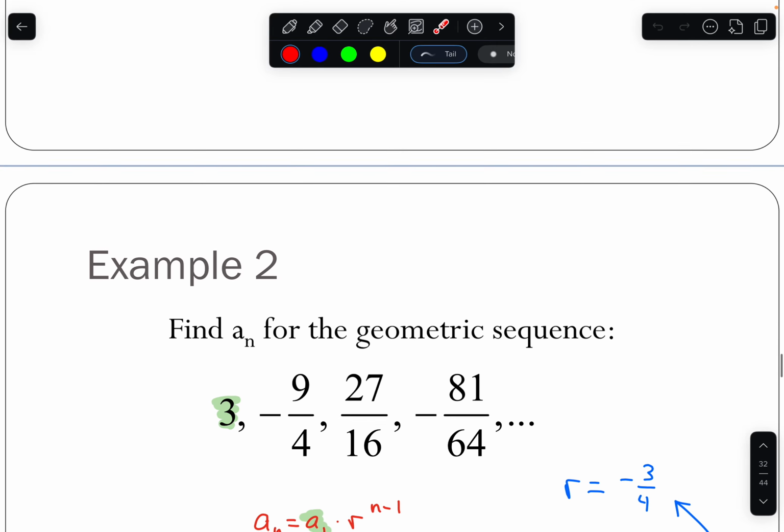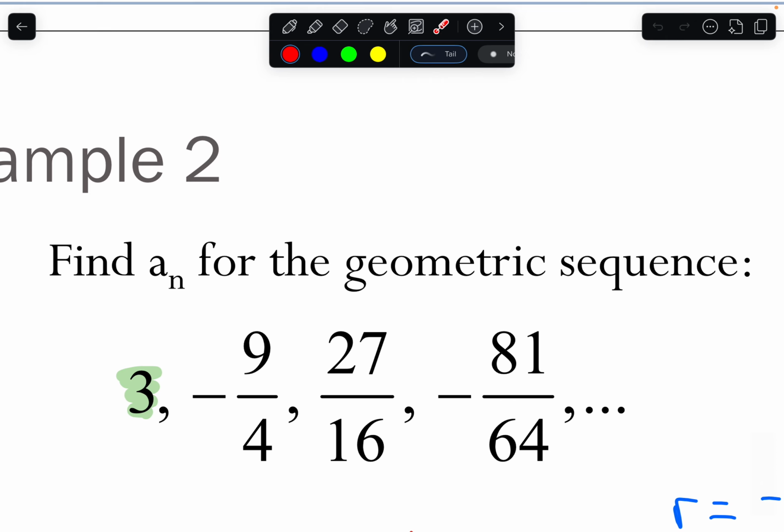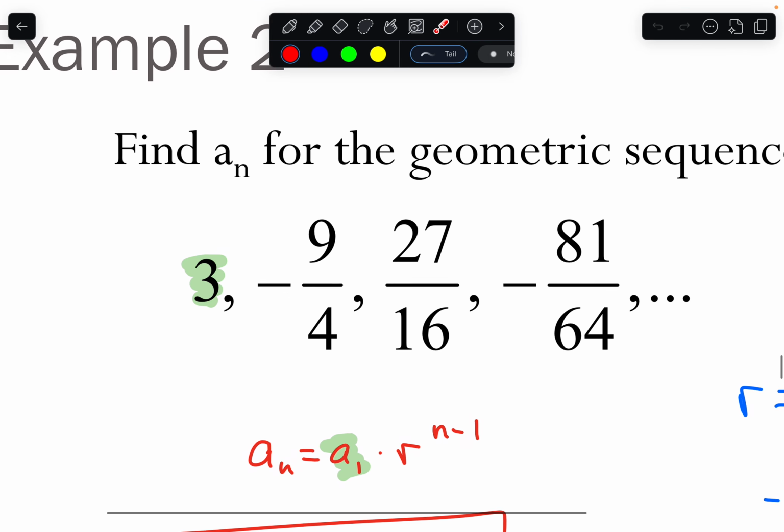Okay, example 2. Find a sub n for the geometric sequence. So we have to find the explicit formula for the nth term. The first thing that's obvious is, hey, we have the first term. A sub 1 is 3. Okay, that's good to know.